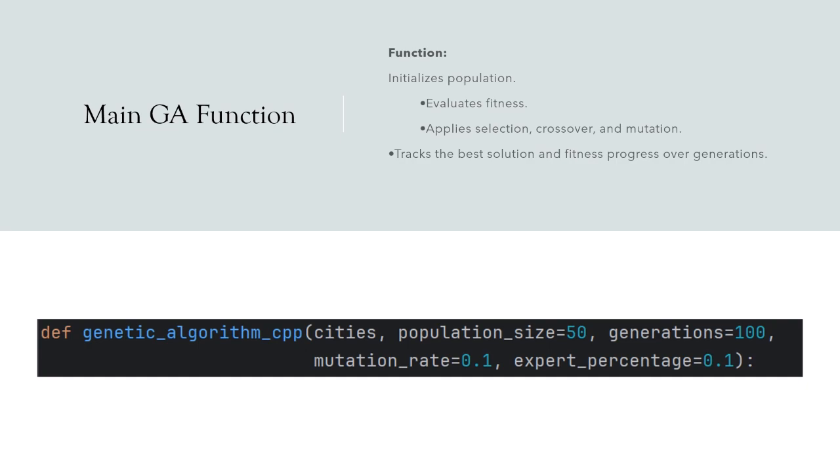The main function initializes the population, evaluates fitness, applies selection, crossover, and mutation, and tracks the best solution and fitness progress over generations. These are the default settings I chose when you run the algorithm: population size at 50, generations at 100, and mutation rate at 0.1%. This was simply the quickest, but I'll show you in a second that you're able to input whatever you choose to put.